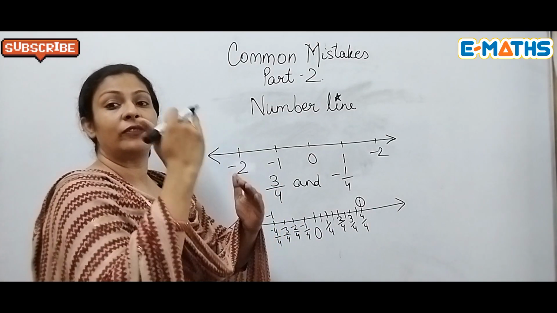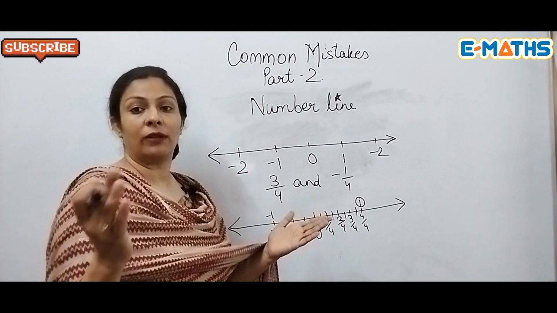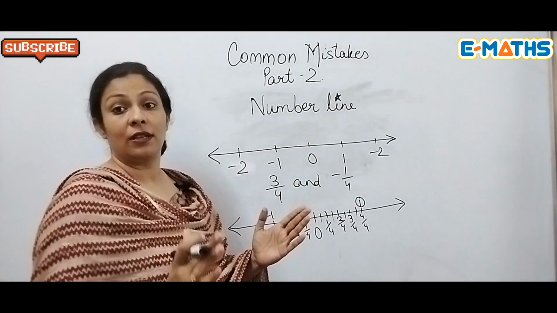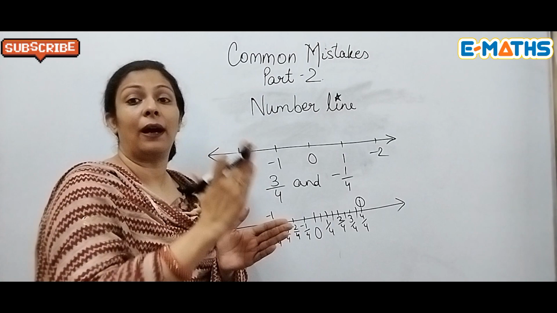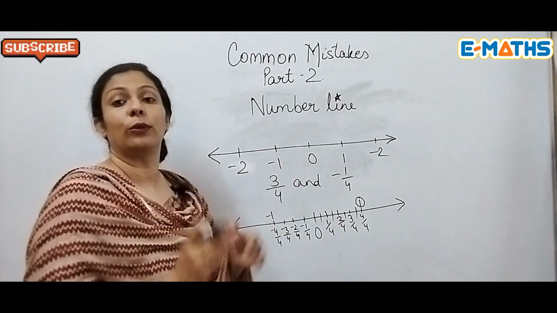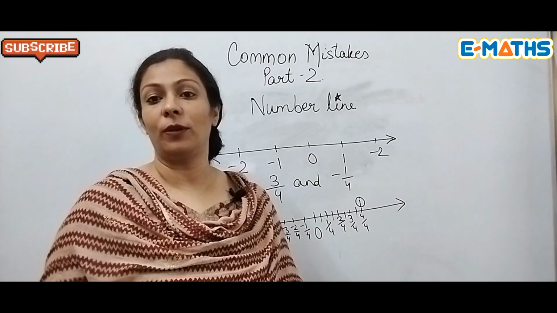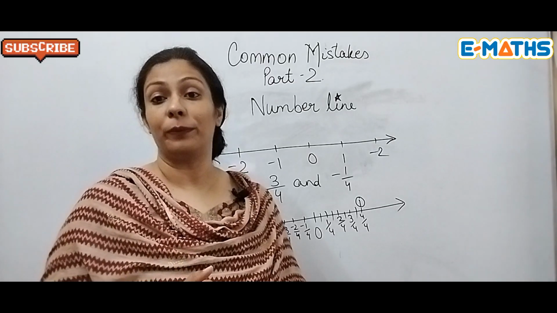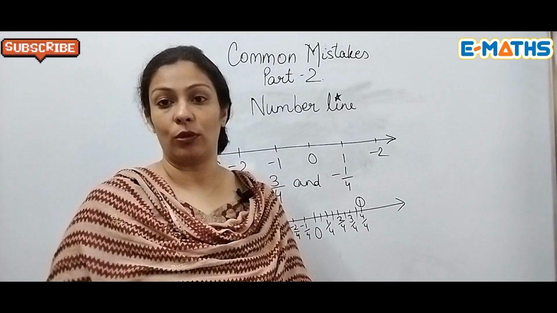1 by 5, 2 by 5, 3 by 5, 4 by 5 and 5 by 5. You have 0 and 1, 5 by 5 is actually 1. So between 0 and 1 you will be having 5 parts. So it entirely depends on the denominator how many parts between integers it is going to have. I am sharing all these common mistakes because I have observed that children tend to make these mistakes, and I don't want them to make these mistakes and lose marks, because math is very scoring.